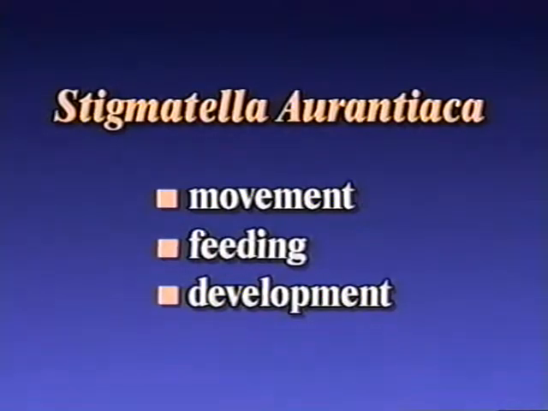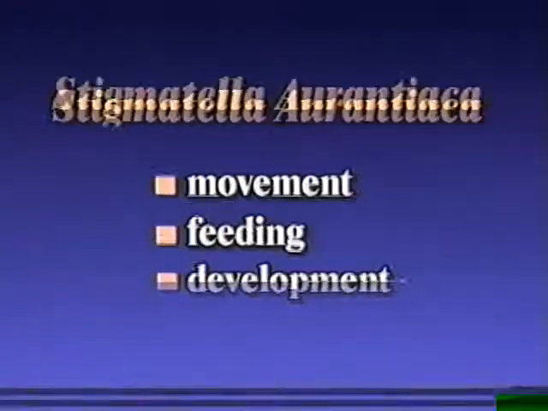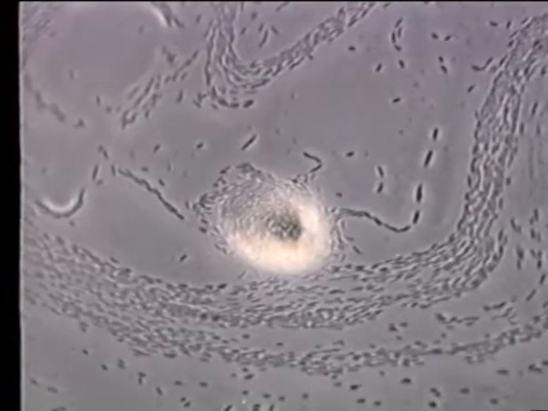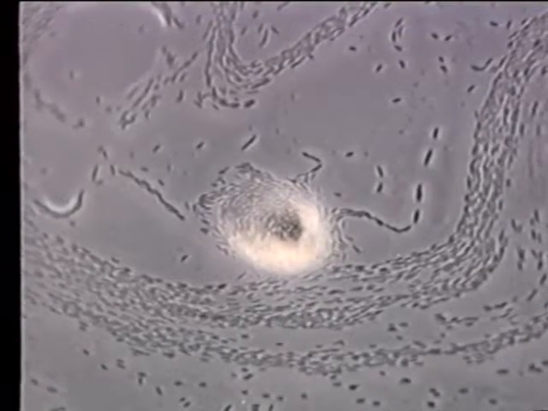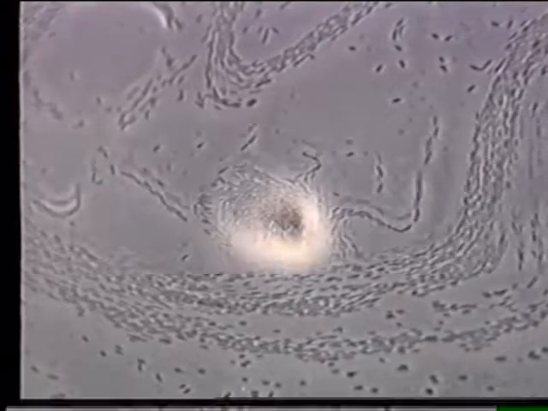You're going to see in this video different stages, movement, feeding, and development, in the life cycle of the Myxobacterium Stigmatella aurantiaca. The myxobacteria are gram-negative gliding bacteria. Here you see Stigmatella on the agar. It's about 5 microns long.